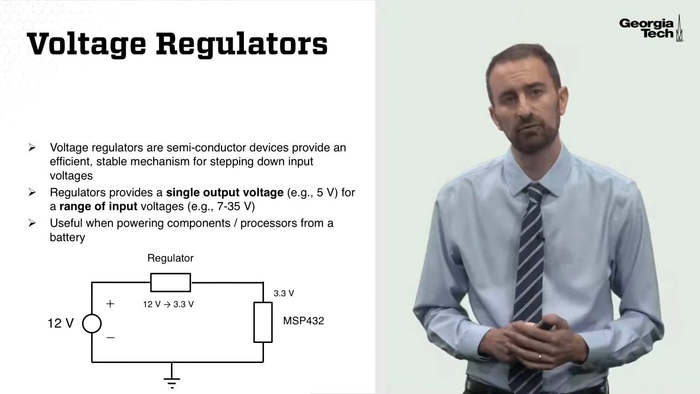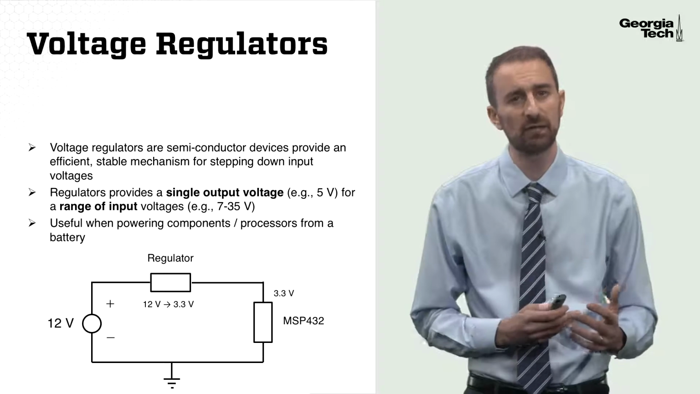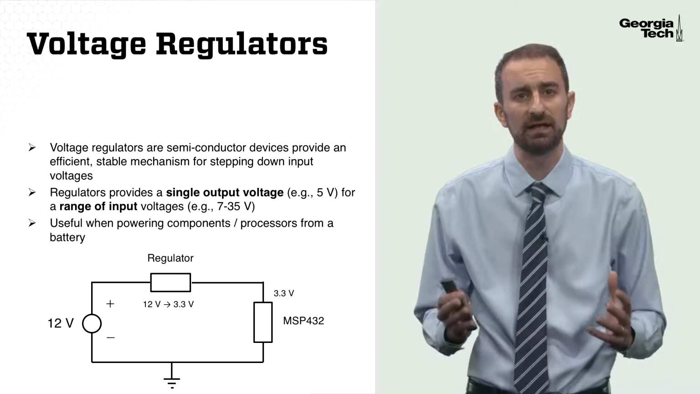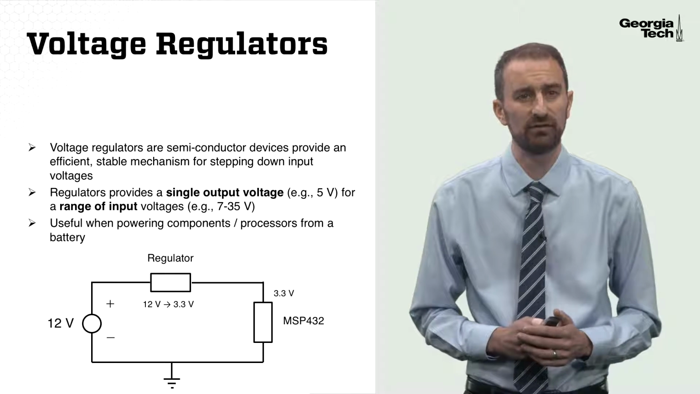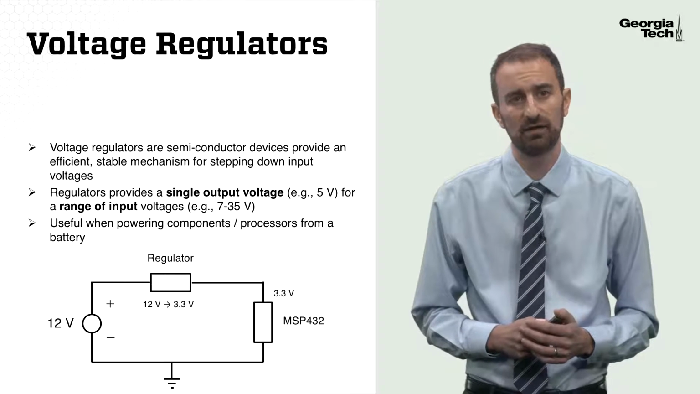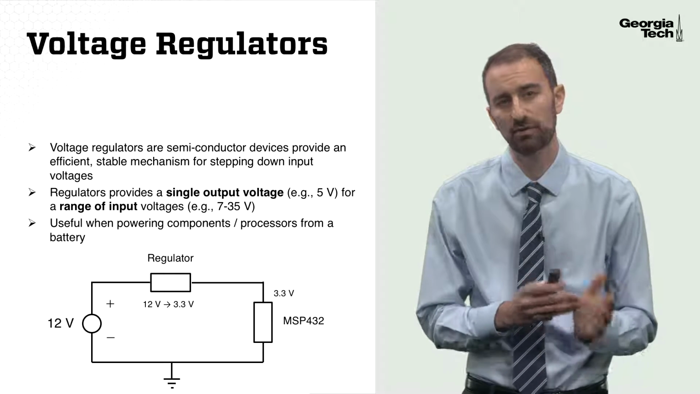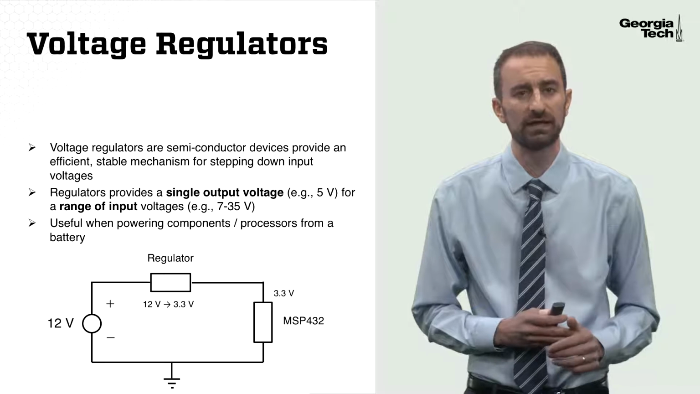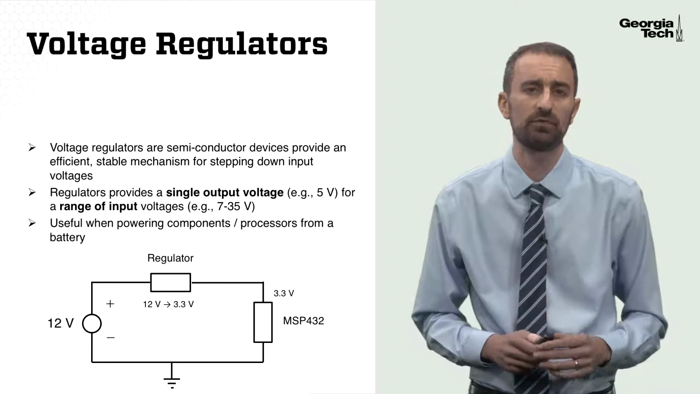The nice thing about voltage regulators is if a battery drains, then it's okay because the input voltages can be in a wide range of values. And so if we have a 12-volt battery when it's charged, but then it discharges to 11.2 volts, the voltage regulator will take care of that and provide a stable 3.3 volt signal.